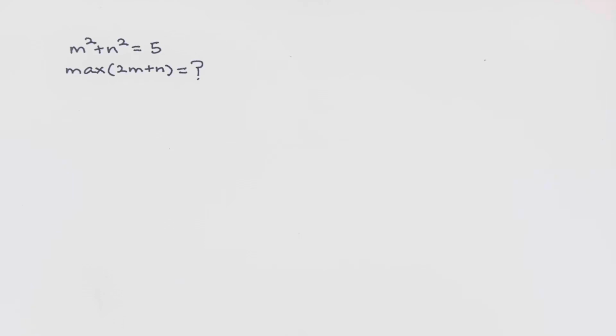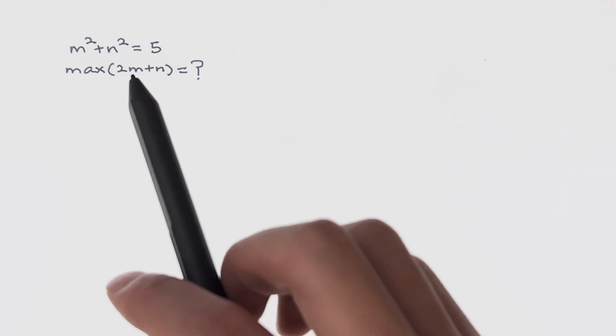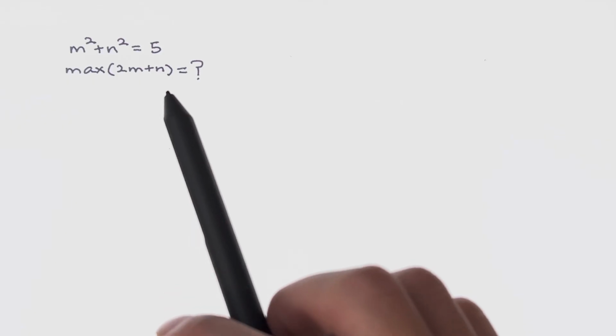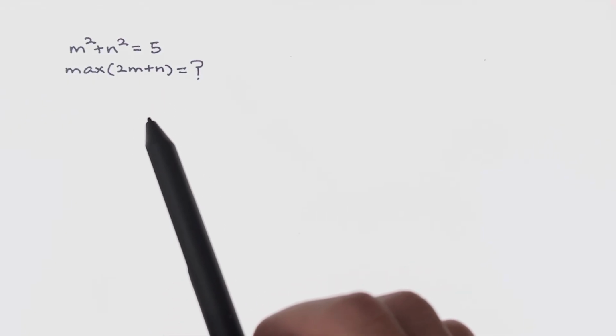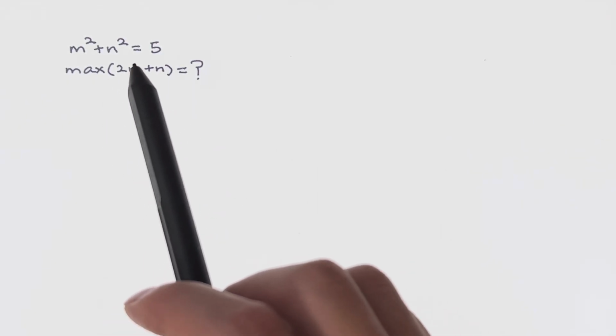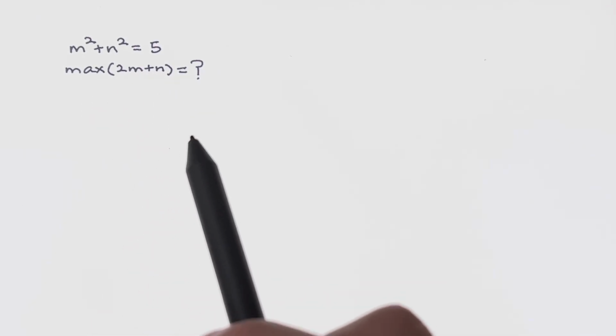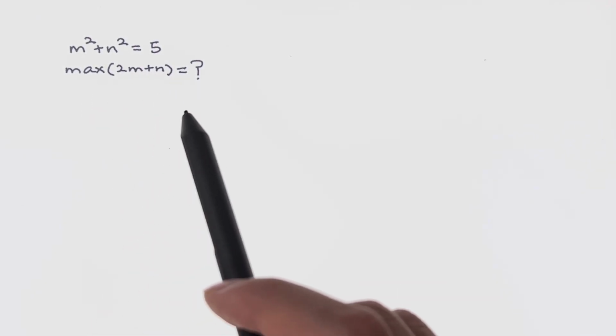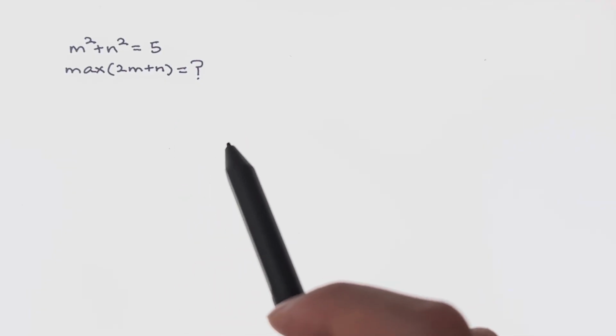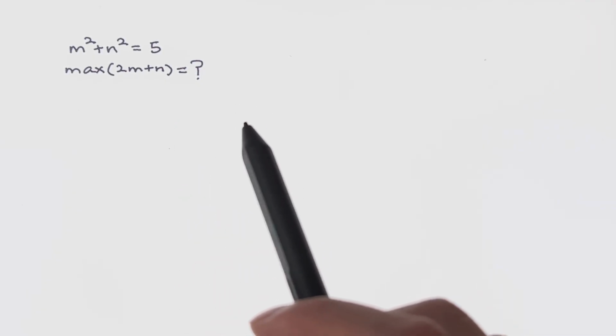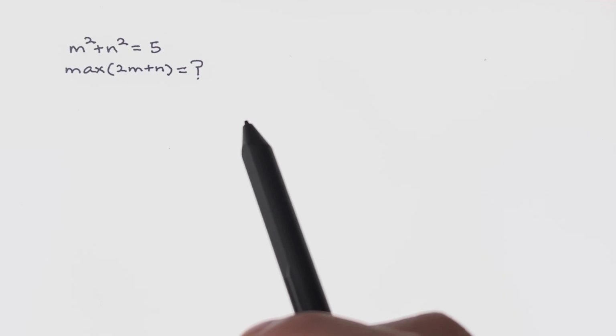In this problem, we are given m squared plus n squared equals 5. Find the maximum value of 2m plus n. So, when we first see the given condition, m squared plus n squared equals 5, we can think of geometry because this is in the form of the Pythagorean theorem. And this can tell us to construct a right triangle with legs of m, n and hypotenuse of √5. We are taking a different approach here than simply solving this using algebra.